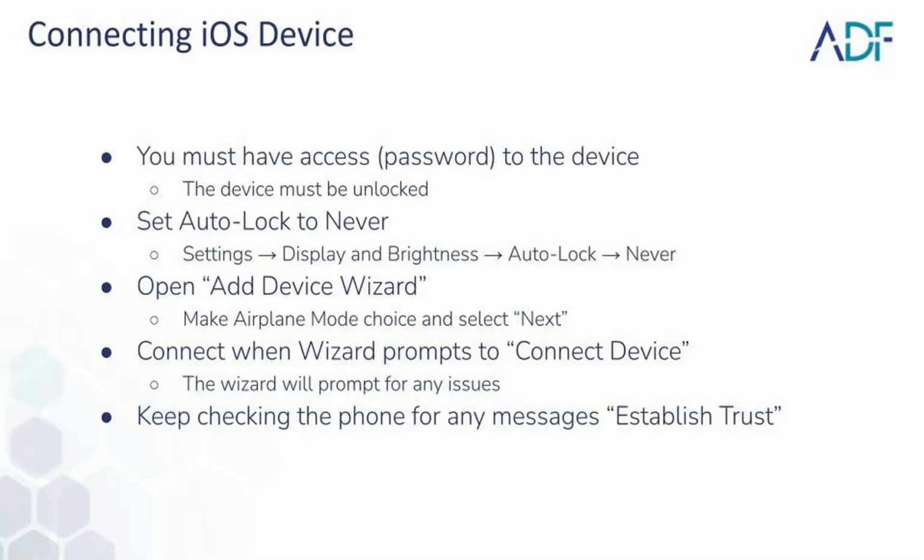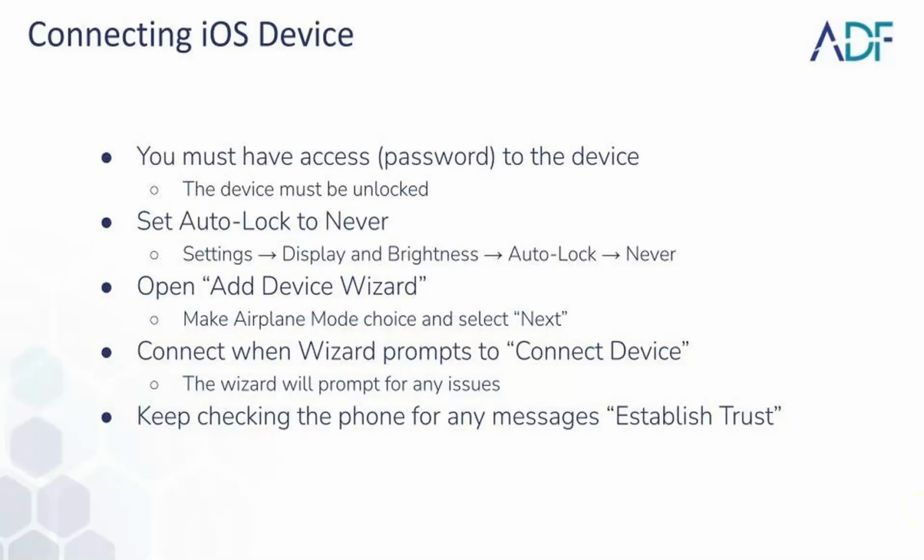These are the basic steps to get connected to an iOS device. You must have access. Yes, you have to have the password to the device, and it must be unlocked. From there, you want to set the auto lock to never. You're going to go to Settings, Display and Brightness, Auto Lock, and Never.